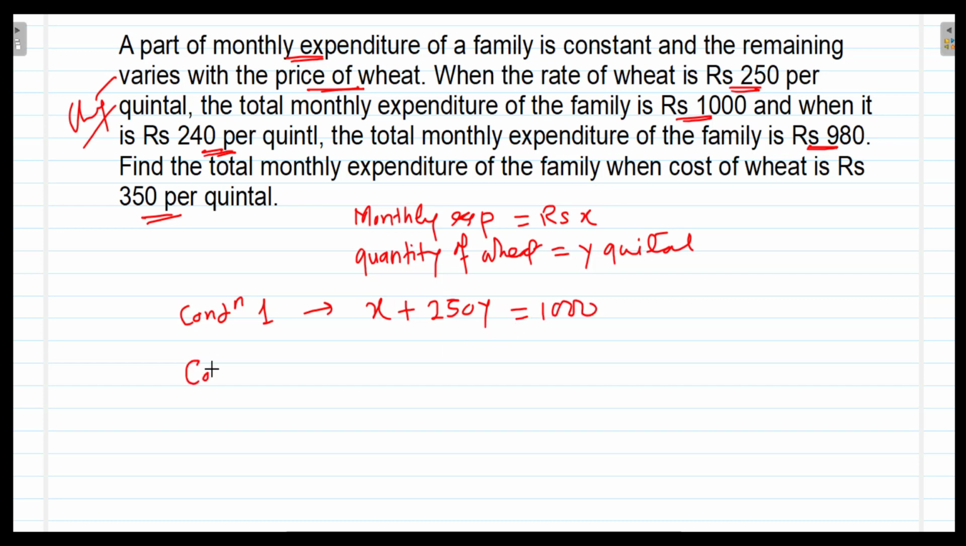Now similarly in condition 2, or you may say case 2, it is said that when the cost of the wheat is 240 per quintal, the total monthly expenditure is 980 rupees. So X will be the constant expenditure plus the rate is 240 per quintal. Total quantity required is Y quintal, so total cost will be 240Y, and this total will be 980. Now we have to solve these two equations simultaneously by elimination method.